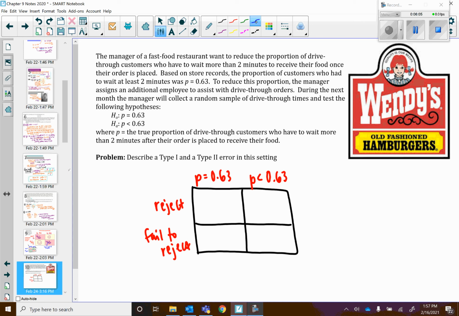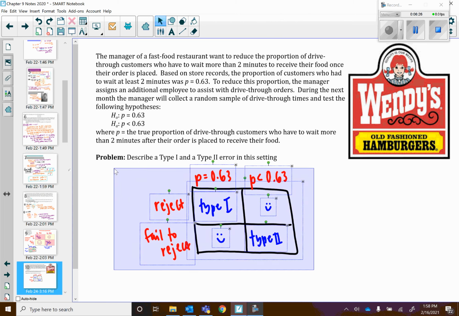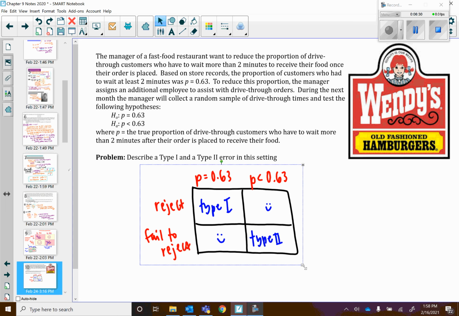I know that if the null is true and we reject it, we have made a type 1 error. And I know if the null is false and we fail to reject it, we have made a type 2 error. Again, these are okay spots to be. So let's describe what each of these would be, and let's talk about a potential consequence of each of these errors.